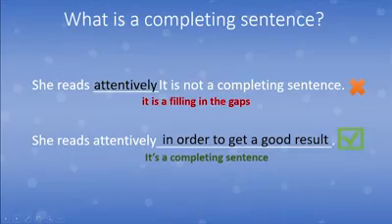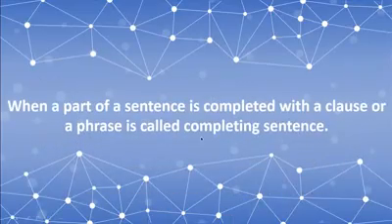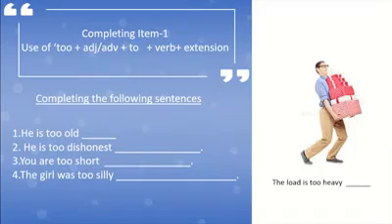My dear students, the first one is not a completing sentence because it's just filling in the gaps, and the second sentence is a completed sentence because by adding a clause we complete the second sentence. That means she reads attentively in order to get a good result. So it is a completing sentence. So let us know the definition of a completing sentence. When a part of a sentence is completed with a clause or a phrase, it is called completing sentence.